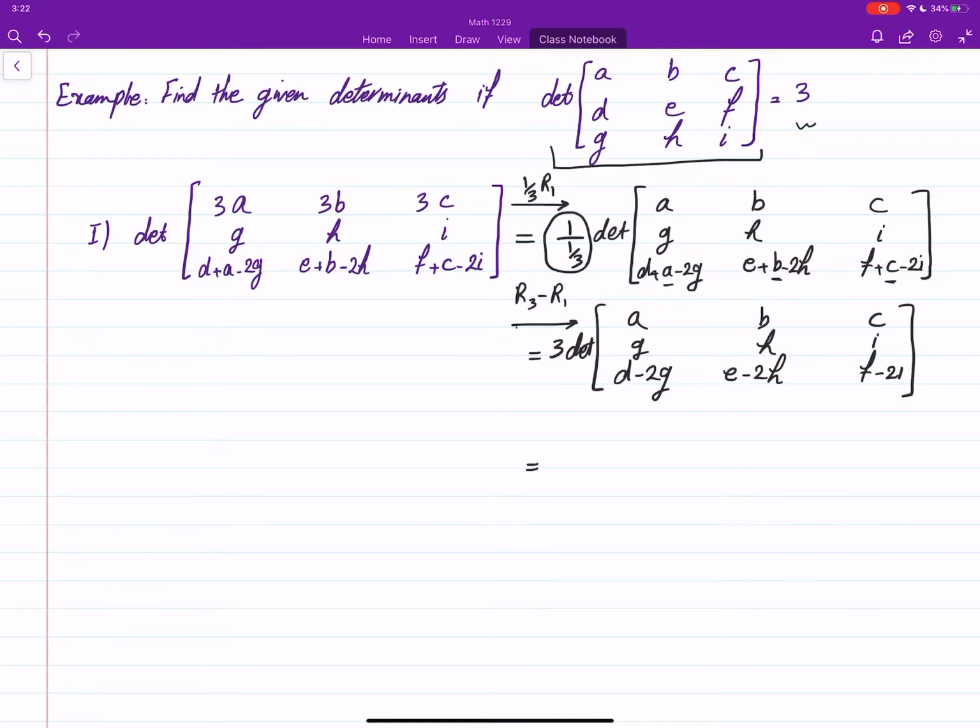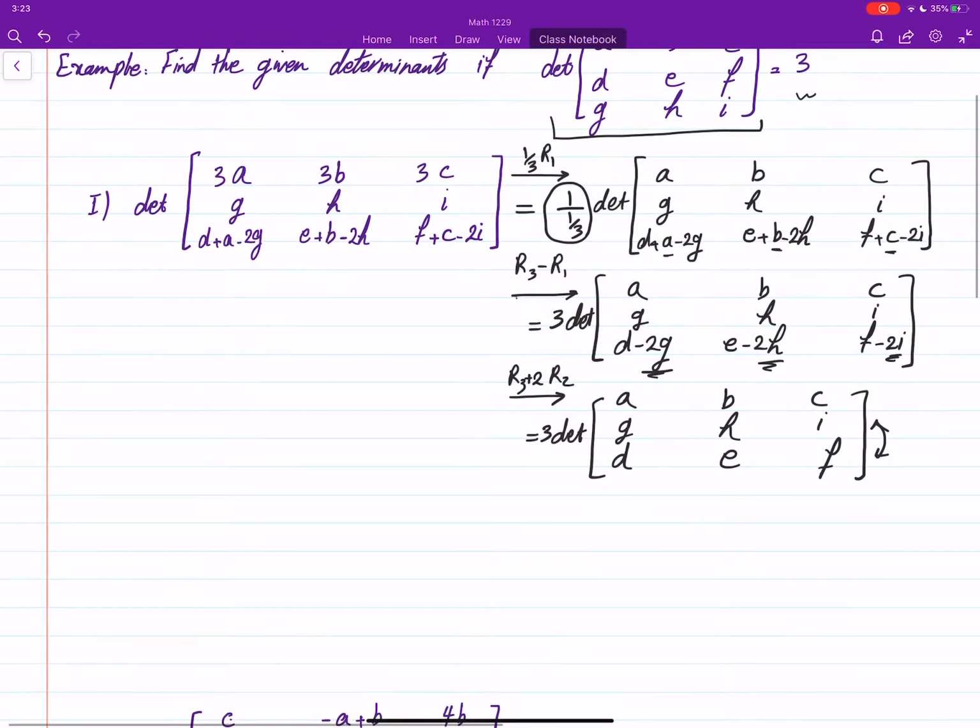Very nice. Now, if I add 2 times row 2 to row 3, we will get rid of these extra terms here. So this will give us D, E, F, G, H, I in the second row, and the first row is A, B, C. We are almost here. Well, let me just write the determinant. What happened here? We added 2 times row 2 to row 3. We know that the determinant doesn't change. We had this constant multiple 3 from before, we have to carry over.